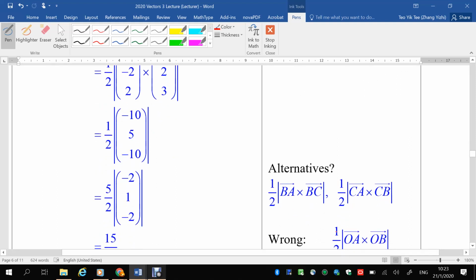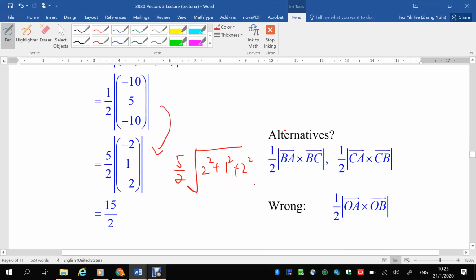How to find the magnitude? Here what I did was factor out 5. So it's actually 5 over 2 multiplied by the square root of 2 squared plus 1 squared plus 2 squared, to arrive at 15 over 2. The area of a triangle is a number, it's a scalar. So you cannot give me the area as a vector. Area must be a number. So at the end of the day I should see this. I should not see something like that. That cannot be the area of a triangle.